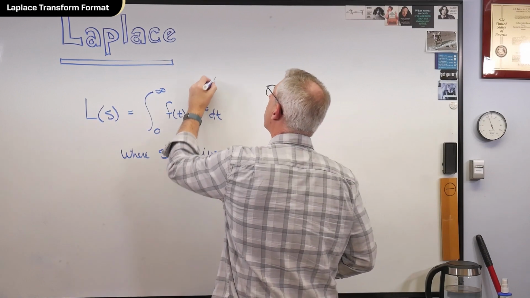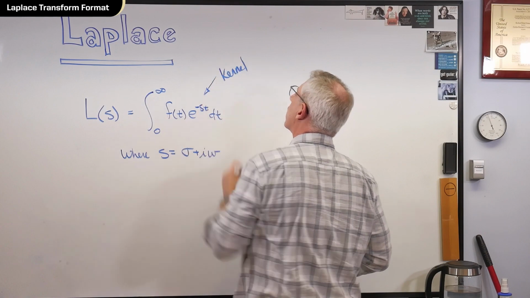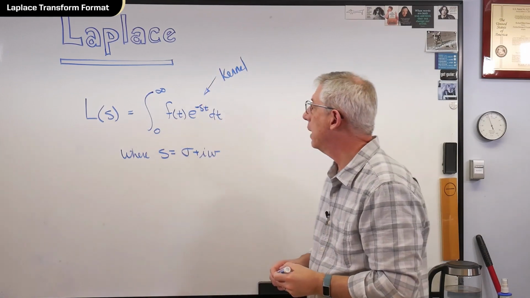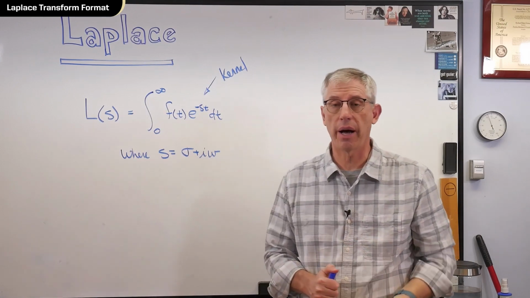And that's K-E-R-N-E-L. It's called a kernel function. Kind of like a kernel of corn, I guess. Different than the Army kernel. That's something completely different.